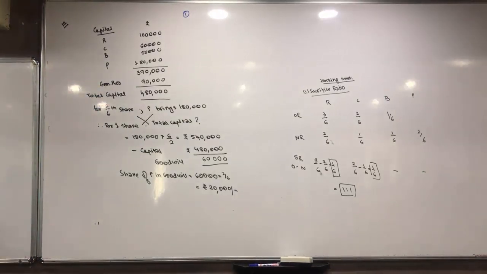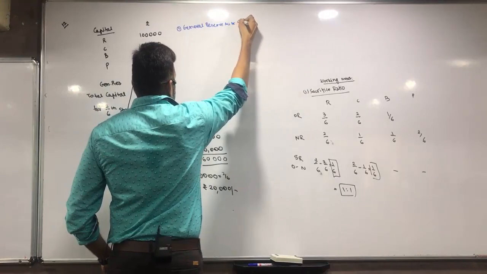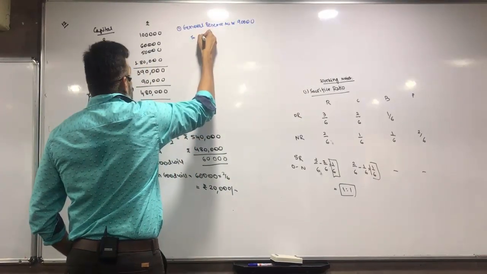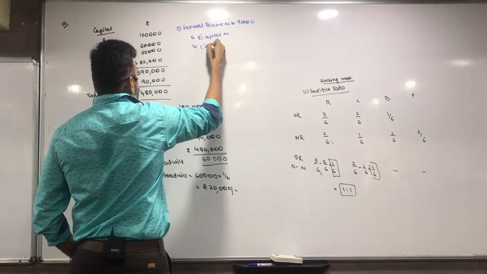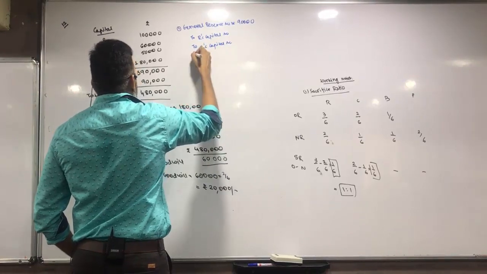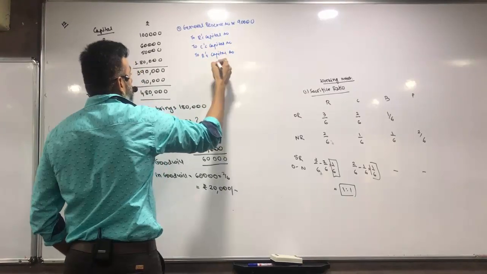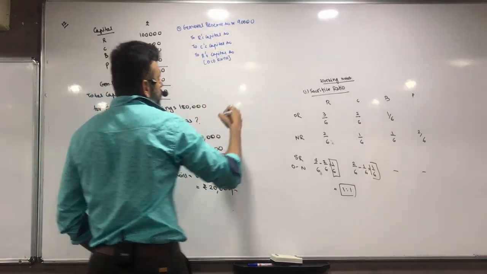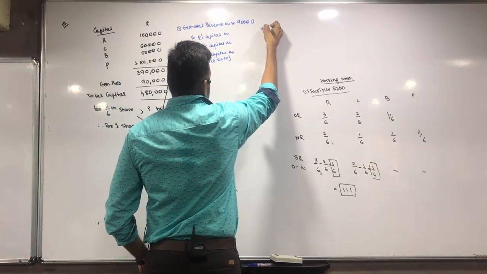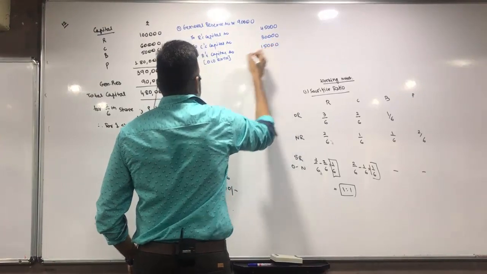First, we distribute the reserve between the partners. First entry: general reserve account debit 90,000 to R's capital account, to C's capital account, to B's capital account. What ratio? Old ratio, 3:2:1. So 45,000, 30,000, 15,000.